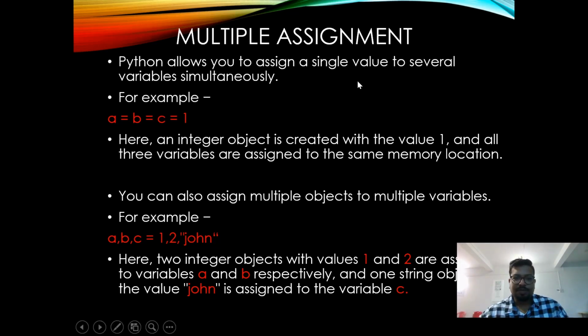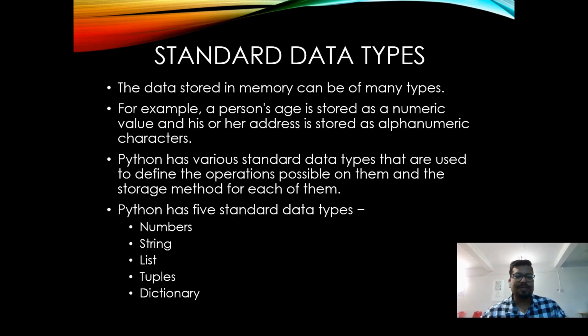Another concept is you can assign multiple values to multiple variables, like we have done over here. A comma B comma C equal to 1 comma 2 comma John. So basically A will hold the value 1, B will hold the value 2, and C will hold the value John. To store the lines or to reduce the lines of code, we can use this trick as well. Okay, so let's move further and see the next part, that is nothing but standard data types.